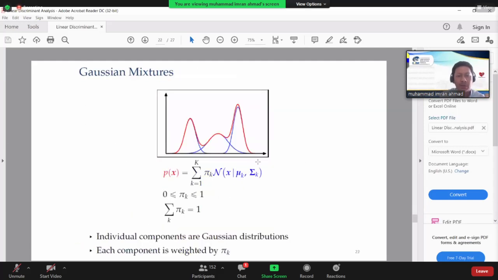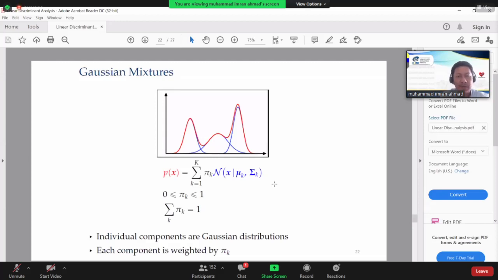Basically, when we want to use the Gaussian mixture model, we need to calculate all the parameters related to this model. Parameter number 1 is the weight, pi k. Parameter number 2 is mu k, the mean of each of these Gaussians. Then we have the covariance, that represents the size of this Gaussian. These three parameters we need to estimate from our training data.